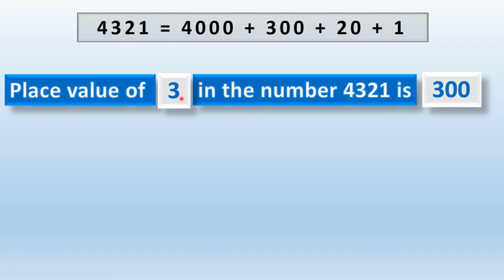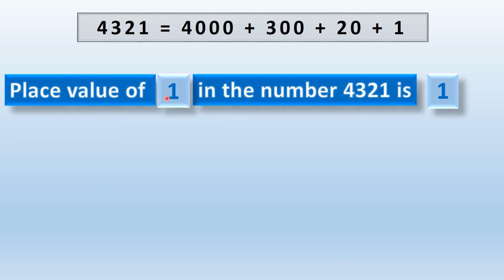Place value of 3 in the number 4321 is 300. So place value of 3 is 300. Look at the digit and the corresponding term in the expanded form. That will give you place value. Next, place value of 2 in the number 4321 is 20. Look at the digit here. 2 is in tens place. 2 tens is equal to 20. 20 is written here. Therefore, place value of 2 in this number is 20.